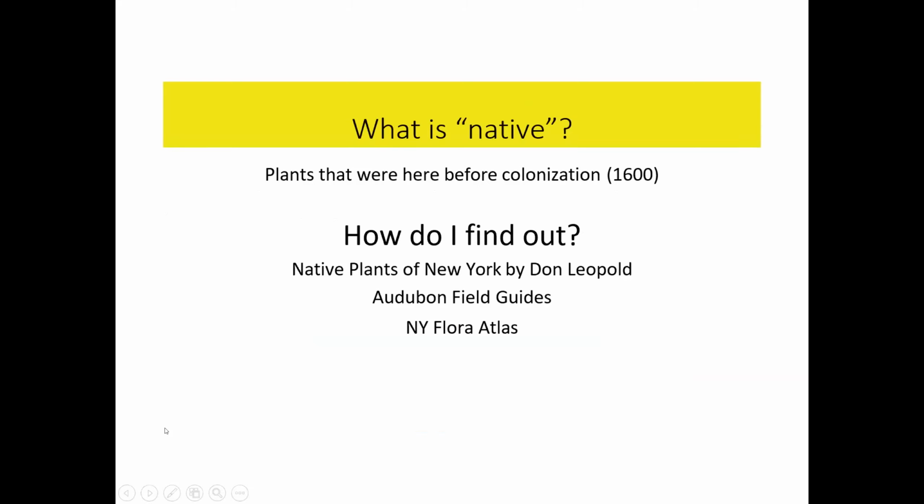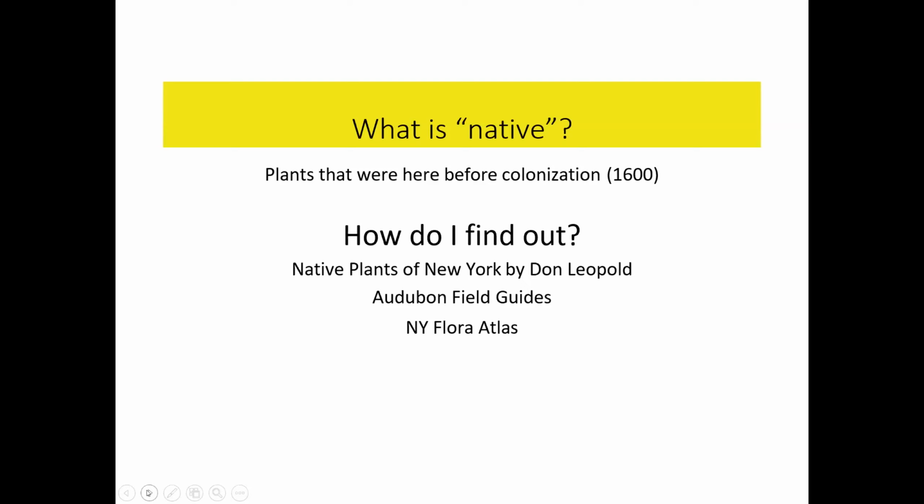So we always get the question, what is native? The rule of thumb is anything that's native are things that were here before colonization. So basically before 1600. And there's a lot of debate on that because Native Americans moved stuff around. They made changes in the ecosystem over thousands of years. Tomatoes and corn were brought up from South America. So you can debate this, but for most books, they use 1600 as the time marker.